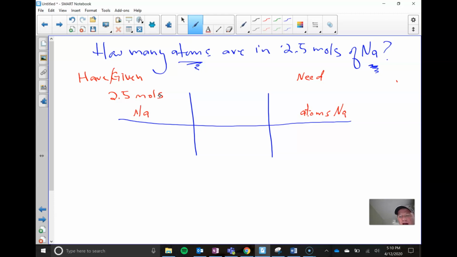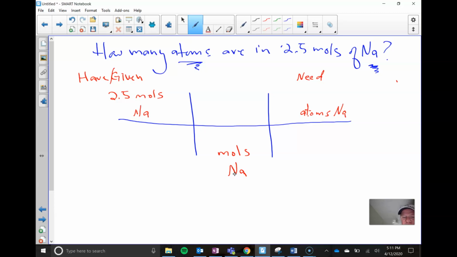Now, before I work, and this is key, before I work with any kind of number, I start looking at the units that I'm given and that I need. In this case, I'm given moles of sodium. That's the information that I know, moles of sodium, and it's over here. Now, ultimately, I've got to try to get away from that unit because I'm asked to find information in atoms. So what I'm going to do is put that information, moles of sodium, down here on the bottom.